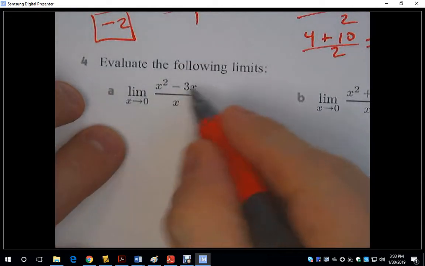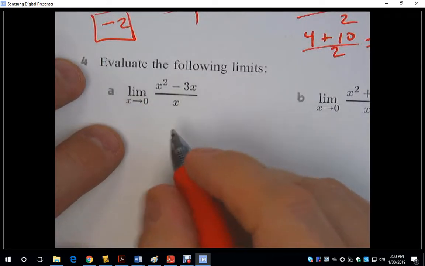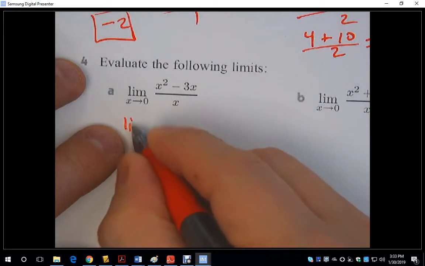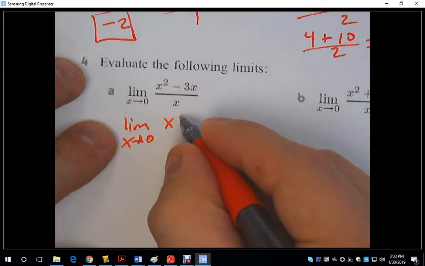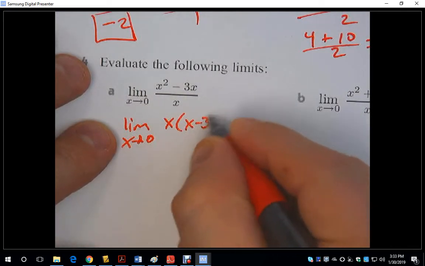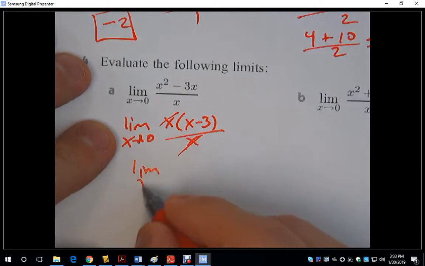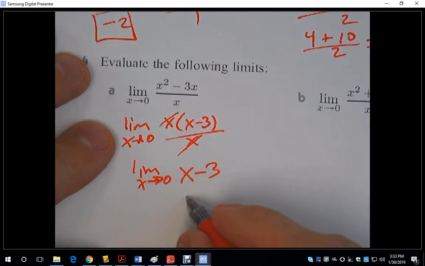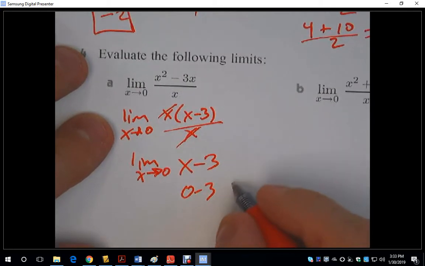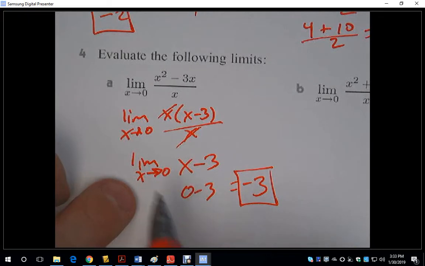Next one, we have the same problem. If I plug in 0, I get something that's undefined. So let's think of some way of not violating any rules of math. We could rewrite this as the limit as x approaches 0 of x. I'm going to factor out an x in the numerator, which gives me x times x minus 3 over x. So I have x divided by x, that eliminates out, and I have the limit as x approaches 0 of x minus 3. Now I can plug in the 0, and I get 0 minus 3, which is just negative 3. So as x approaches 0, my y approaches negative 3.